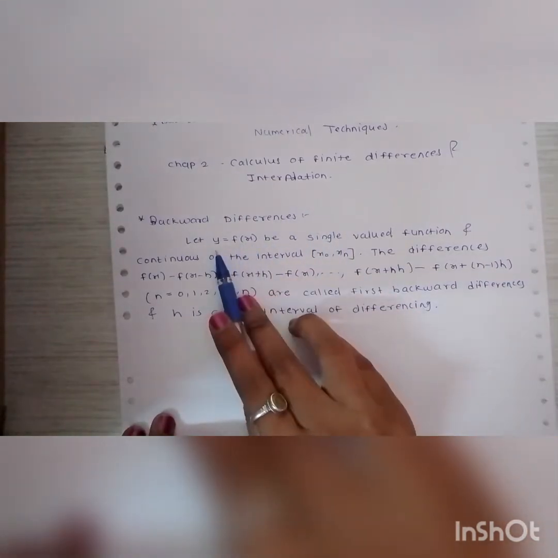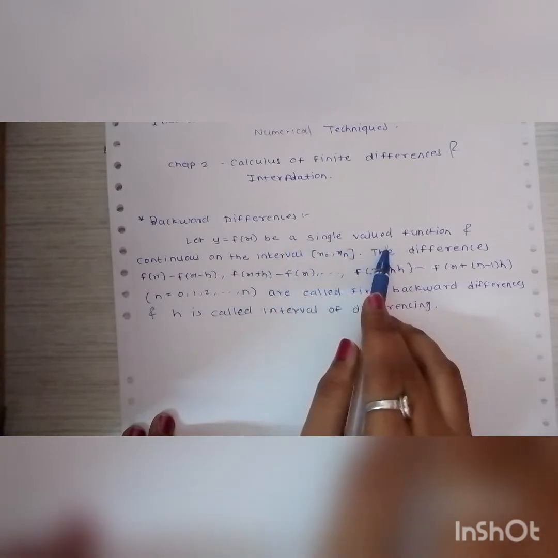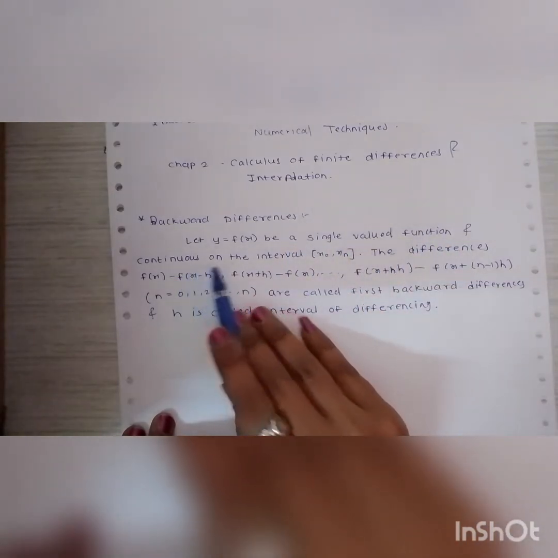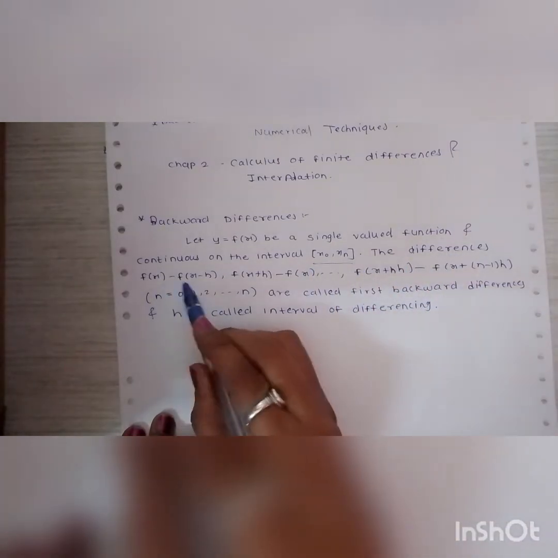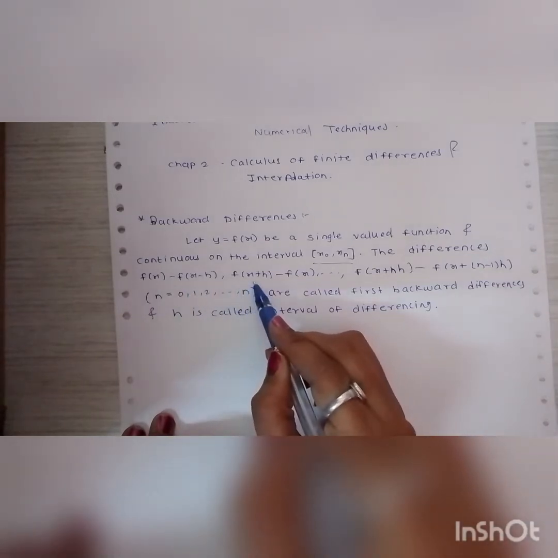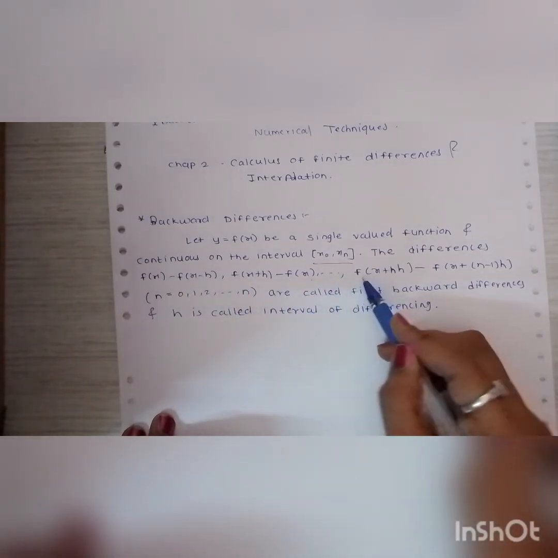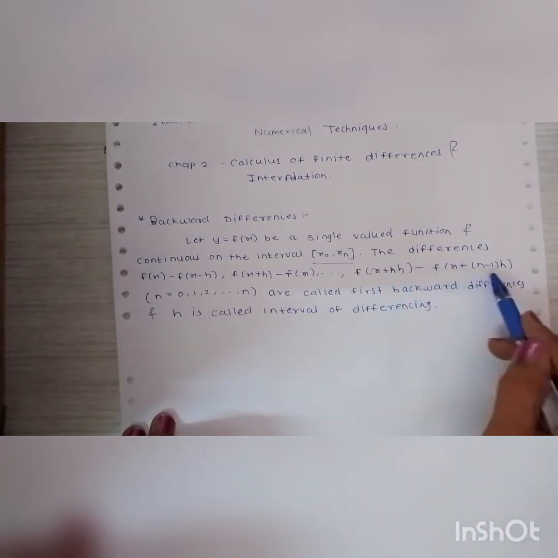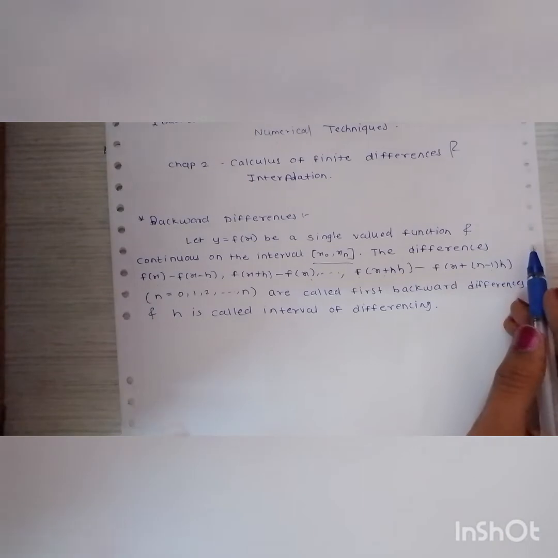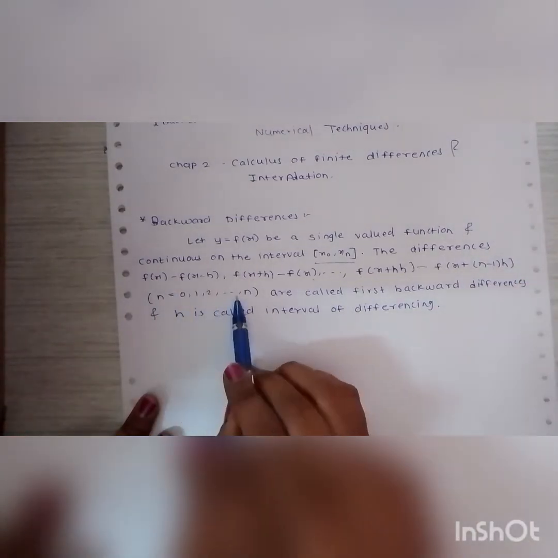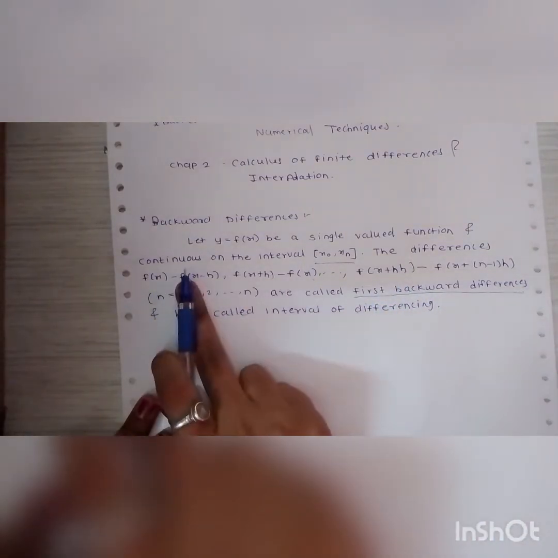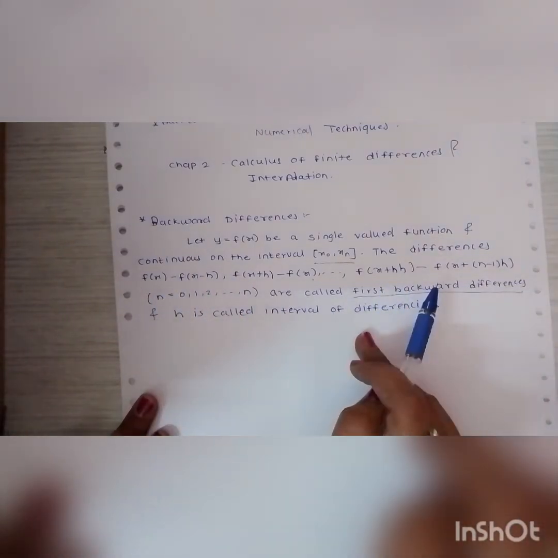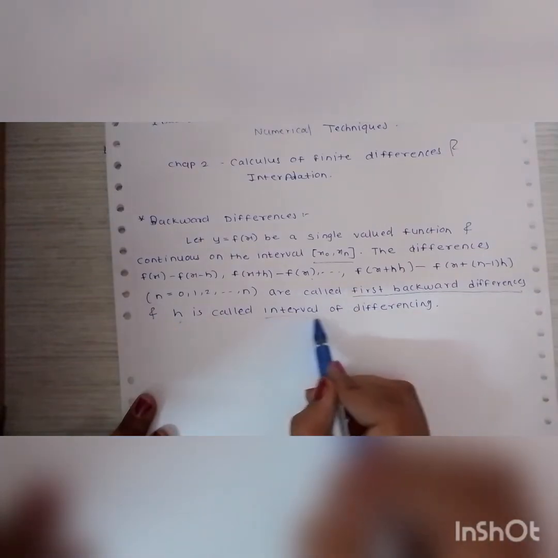Let y equals f of x be a single valued function which is continuous on the interval x0 to xn. The differences f of x minus f of x minus h, f of x plus h minus f of x, up to so on, f of x plus nh minus f of x plus n minus 1 h, where n is 0, 1, 2 up to n, are called first backward differences. These are the differences f of x minus f of x minus h, and h is the interval of differencing.